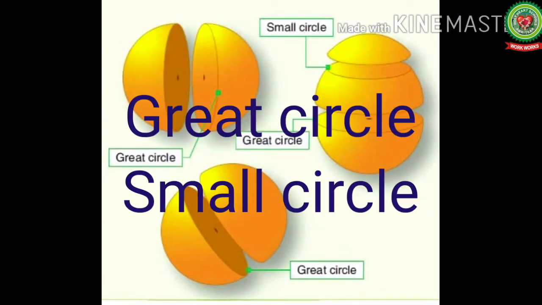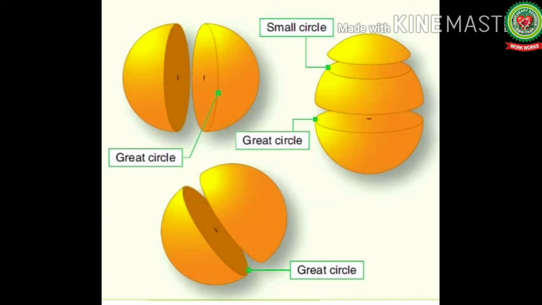Now next we are starting up with the great circle and small circle. A great circle is a circle formed on the surface of the sphere by the intersection of a plane that passes through the center of the sphere. It divides the sphere into two equal parts.